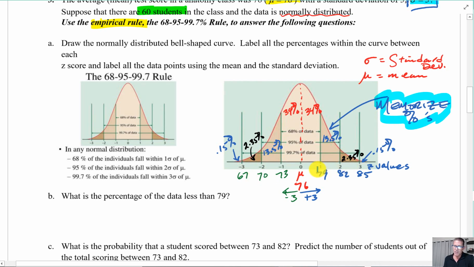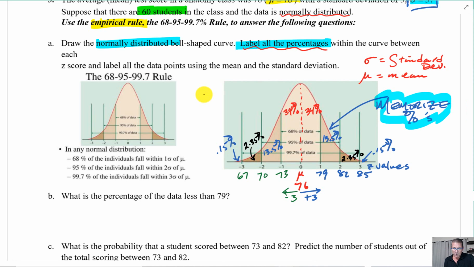So you have to label the normal distribution. Okay, and you have to label all the percentages. Okay, so make sure that you're able to do that and study properly when I give you the normal distribution and ask you to use the 68, 95, 99.7 rule, otherwise known as the empirical rule.